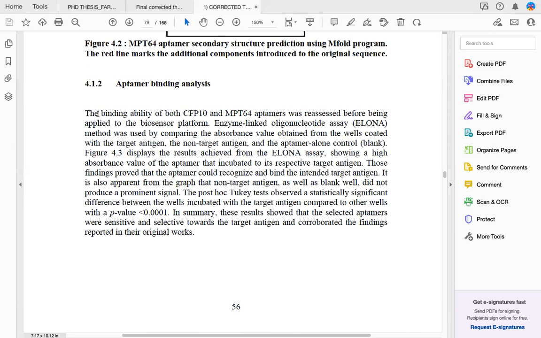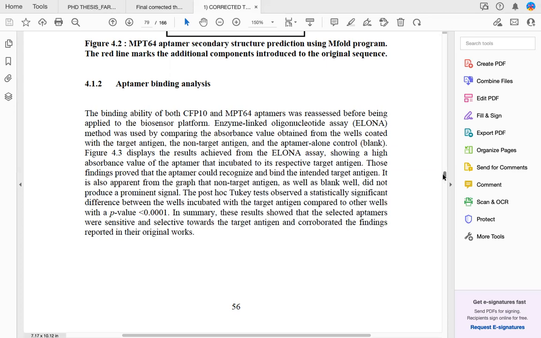The first is about binding ability. So he wants to talk about the binding ability of the biomolecule. You can see from the last discussion I mentioned that you have to discuss your own results first, not someone else's result. So clearly, he straight away goes to figure 4.3, right?